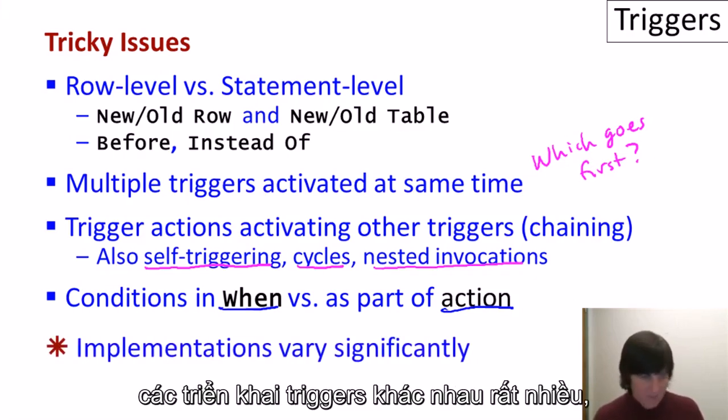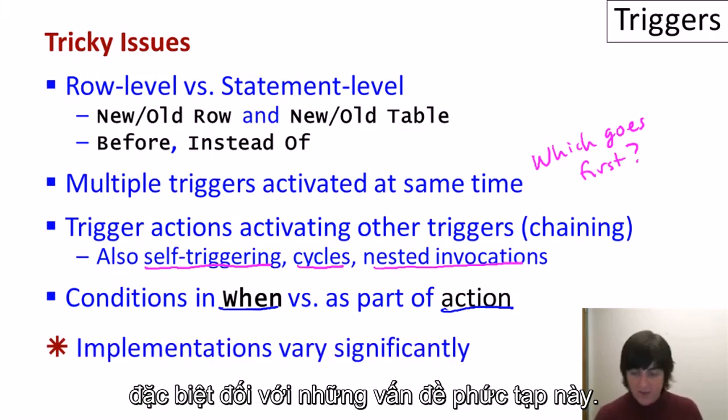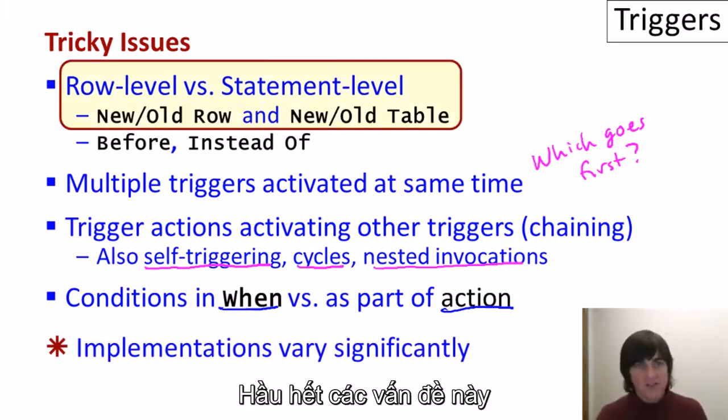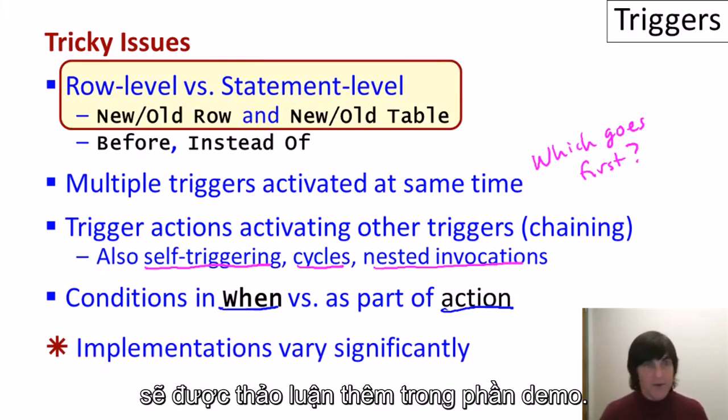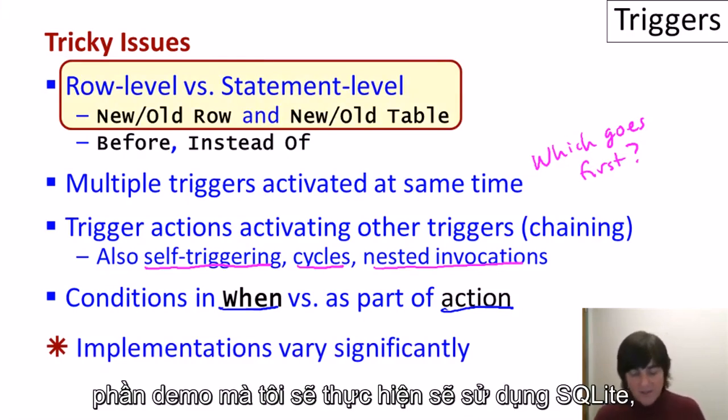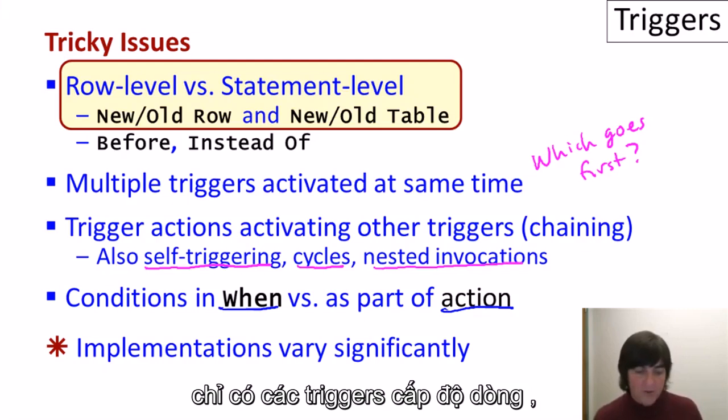Finally, I'll mention again that implementations do vary significantly, especially across these tricky issues. Now, most of these issues are actually going to be discussed further in the demo, but the demo that I'm going to give is going to use SQLite, which only has row-level triggers.